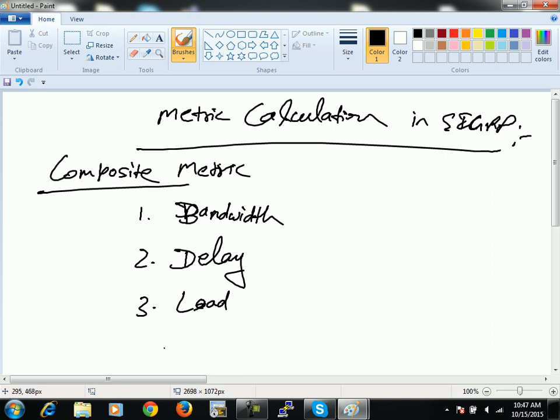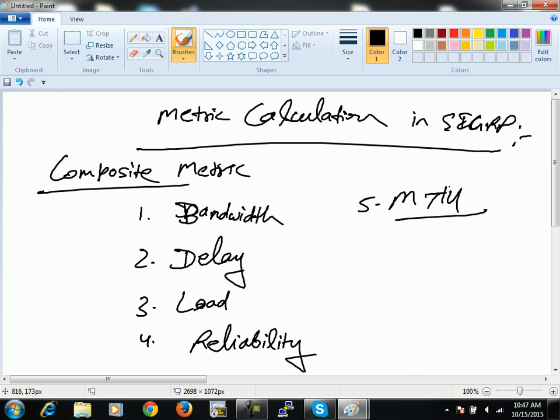delay, reliability, and finally MTU. I never found this MTU part in the EIGRP metric calculation formula, but still it is one of the components of metric calculation in EIGRP, or you can say one of the components of the composite metric in EIGRP. So bandwidth is there, delay is there, load is there, reliability is there, and of course MTU is there.